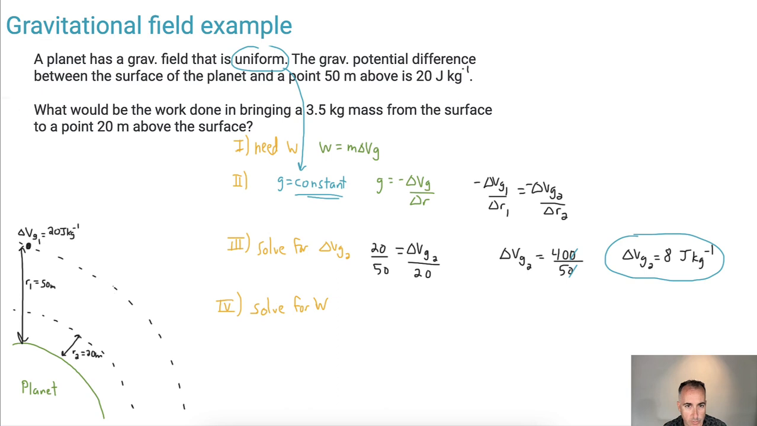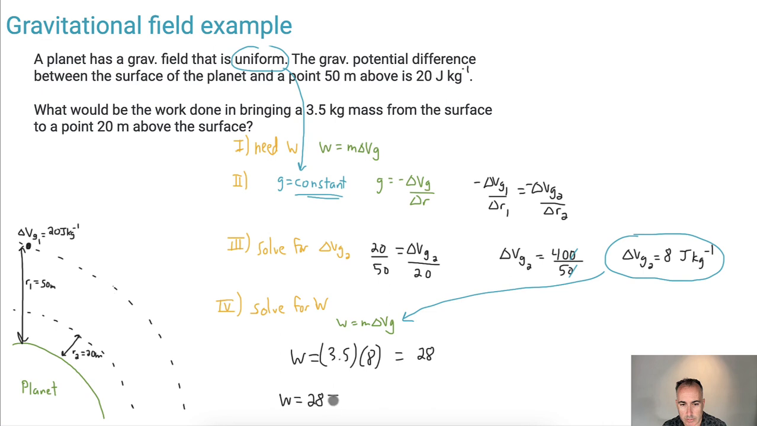And remember the equation for work done. It was work done equals m delta Vg. So in this case right here, I know these values, right? So finally, I can plug this into this equation right here. And therefore, I can get W by itself. The work done is just going to be equal to m, the mass, which is 3.5 kilograms, times delta Vg, which is 8. Well, 3.5 times 8, what's that? That's 28. So that means the work done is 28 joules.